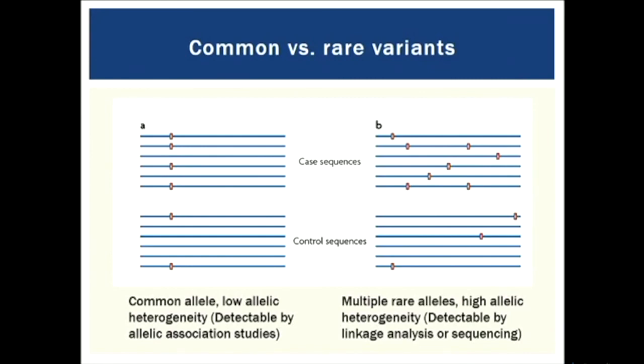If the situation on the left is what's happening, then you have a common allele with low allelic heterogeneity, and you can do allelic association studies to find those genes. If we have a situation like the one on the right, well, you can't do allelic association studies, which I'll talk a little bit more about in a minute. Instead, you need to do linkage analysis or genomic sequencing to find the genes that are involved in increasing risk.